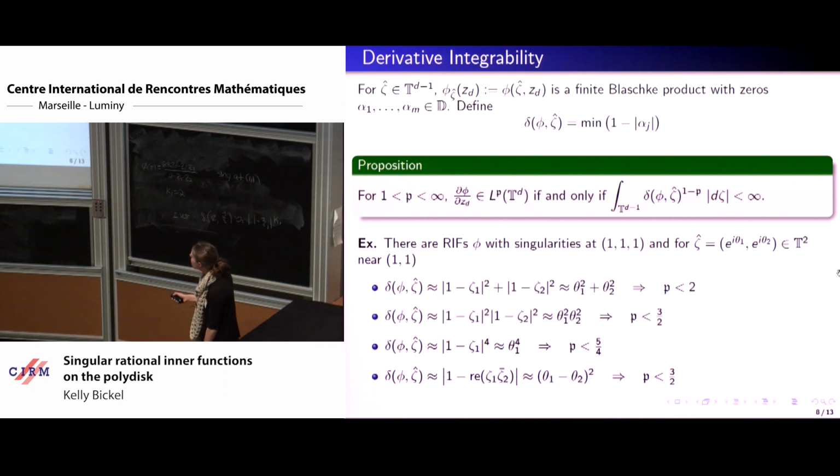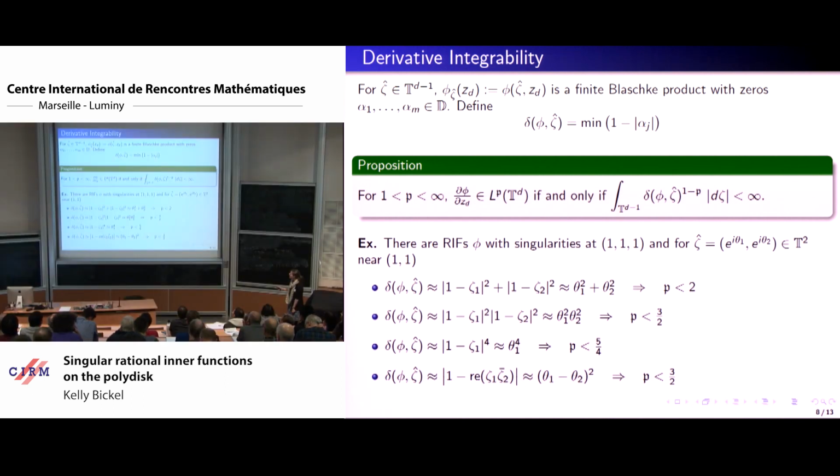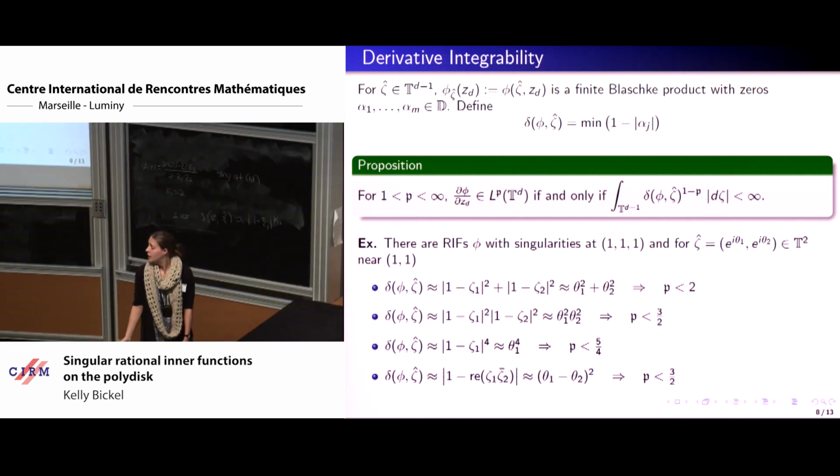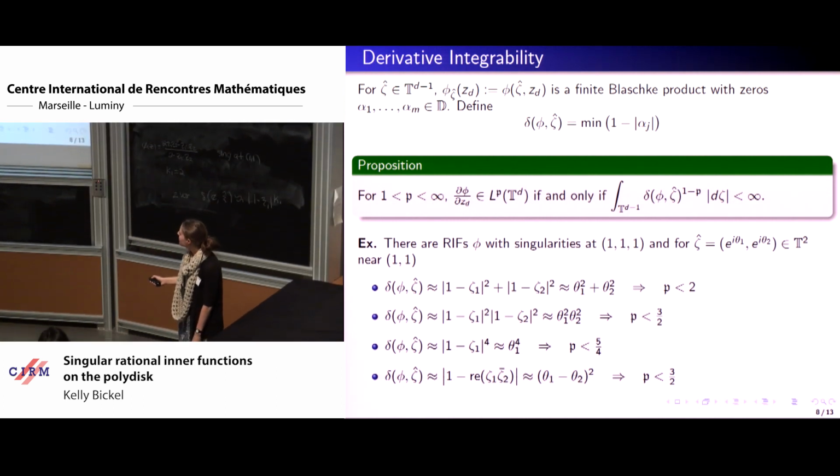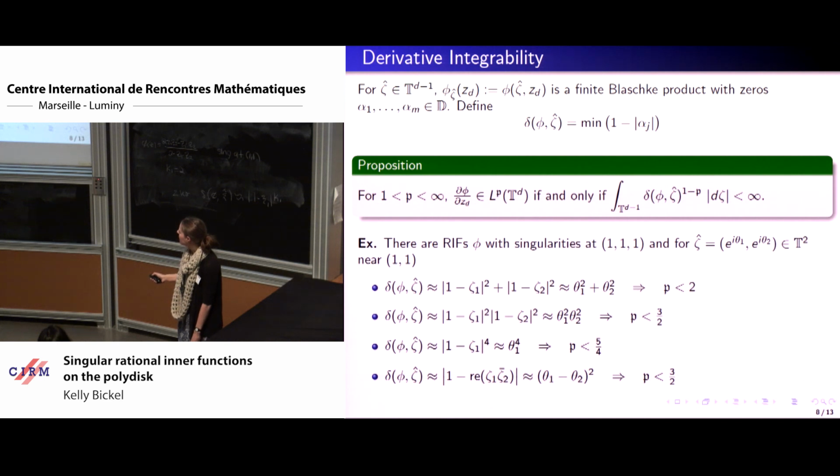So these are some examples for rational inner functions that have singularities at 1, 1, 1. And so what we're really trying to do is understand how our z3 coordinate is tending towards the unit circle as our zeta hats tend to 1, 1. And the distance function can look like theta 1 squared plus theta 2 squared, which gives integrability p less than 2. It could also look like the product of those. So this is a higher degree polynomial, which gives integrability p less than 3/2.